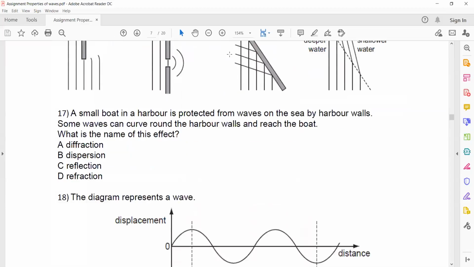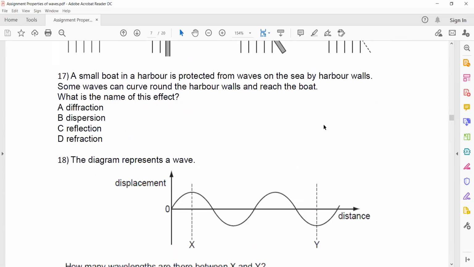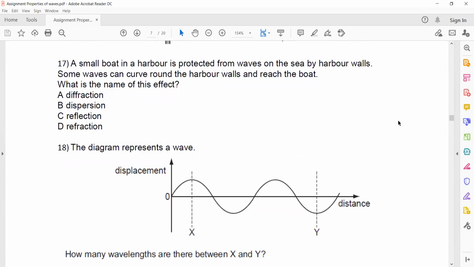Question 17. A small boat in a harbor is protected from waves on the sea by harbor walls. So these are the harbor walls protecting the boat. Some waves can curve round a harbor wall when reaching the boat. What is the name of this effect? So 17 is A, that's right. Because when the waves spread out, they become curved. We call that diffraction.